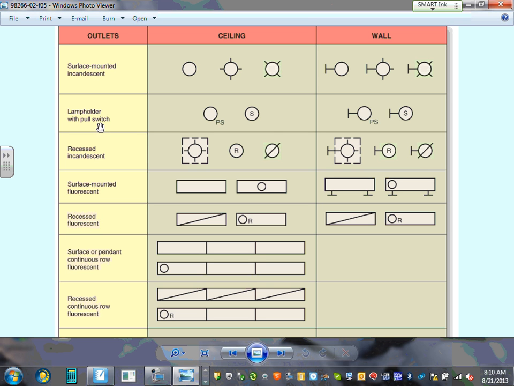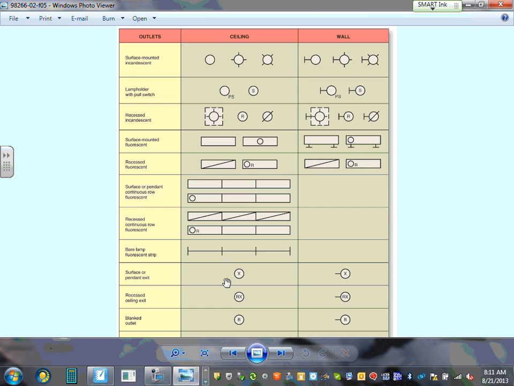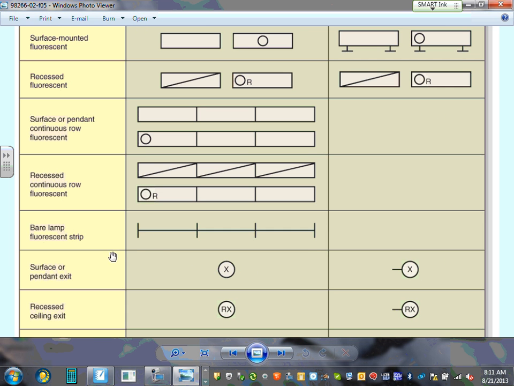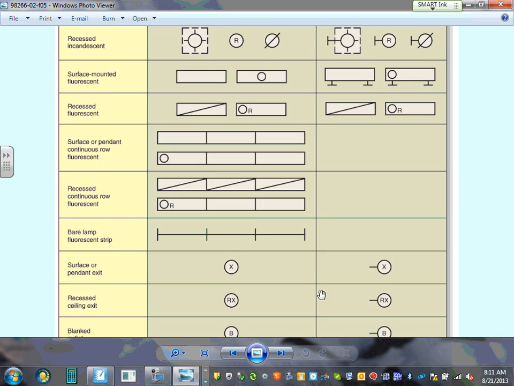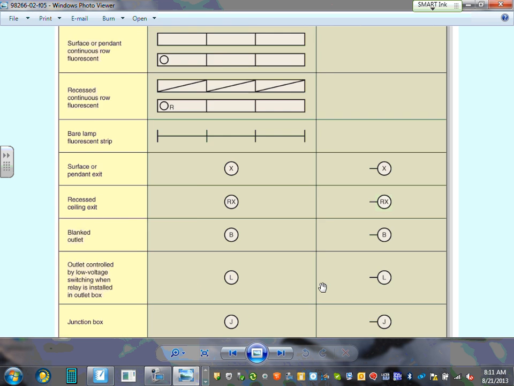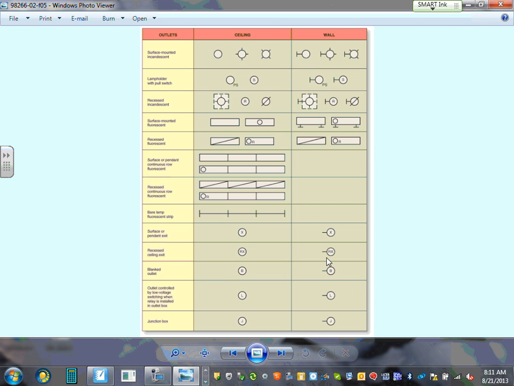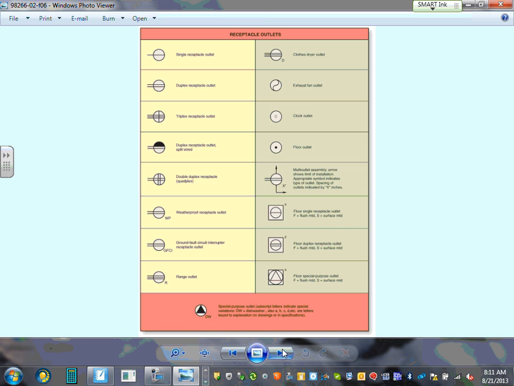Lamp holders with a pull switch, that's how we represent them. Recessed incandescent, fluorescent, look at the fluorescent. And this is a bare lamp fluorescent strip. Surface or pendant exit, recessed exit, junction boxes. These are FYI. Does that make sense, guys? Look at it. The symbols that you're going to use with me will be given to you. You'll get yourself familiar with these, because that's what you're going to be seeing for the most part in a lot of the projects.